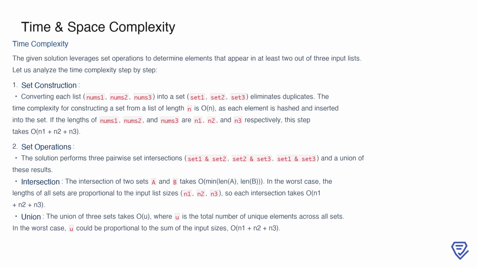Next, we consider the set operations used to find elements appearing in at least two lists. Specifically, we compute three pairwise intersections: set1 with set2, set2 with set3, and set1 with set3. The intersection of two sets takes time proportional to the smaller of the two sets, which in the worst case means O(n1 + n2 + n3) for each operation. Finally, we perform a union of the intersection results, and while the exact cost depends on the number of unique elements, it is similarly bounded by O(n1 + n2 + n3).